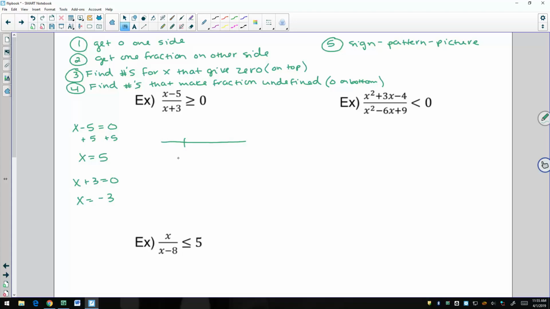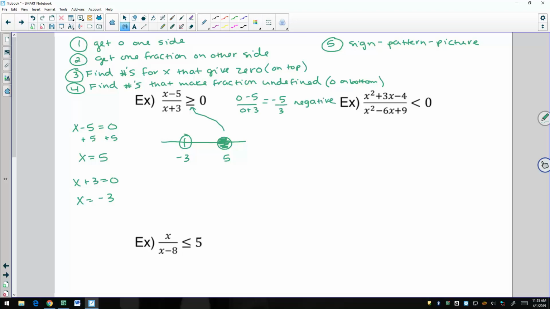So I'm going to put, x cannot ever be equal to -3, because that gives me a 0 on the bottom. But x can be equal to 5 because of this right here. And 5 is what made the fraction 0. So I'm actually going to fill in that circle. Now you're going to pick a number. Remember I told you to try to pick 0 as long as it's in between your two numbers. And 0 is. You're going to pick 0, plug it in, and see if you get a positive or negative number. Well, 0 minus 5 over 0 plus 3, that equals -5/3, which is a negative number.